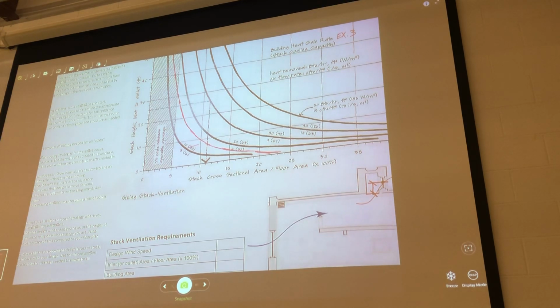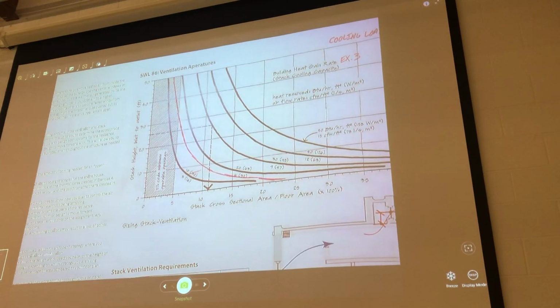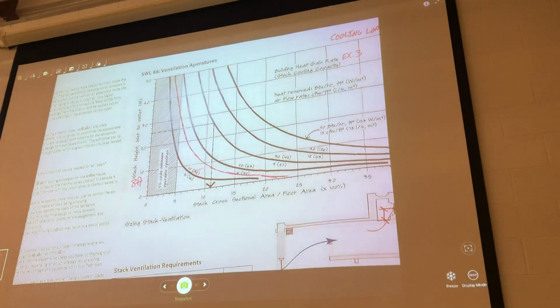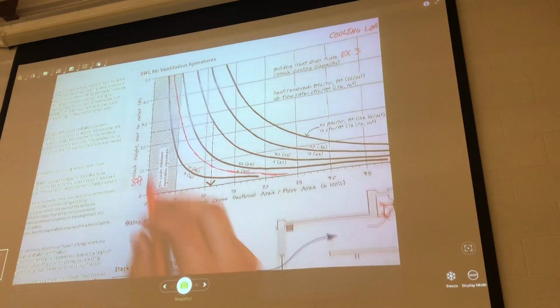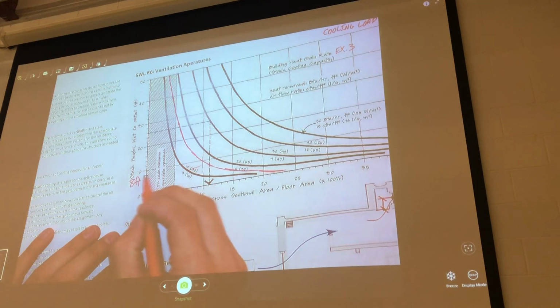Now, how tall do we want to make our chimney? How tall? 8 feet? All right, we'll go 8 feet. Why not? 8 feet. So we got 10 feet, 2, 4, 6, 8. So 8 feet right here.